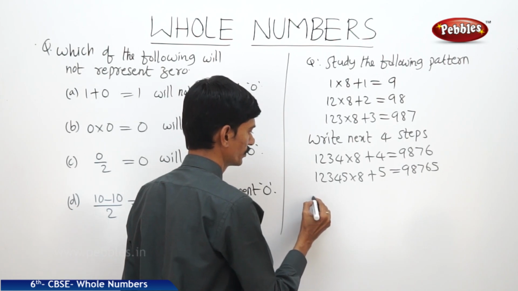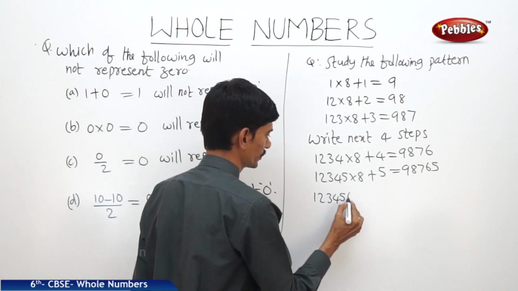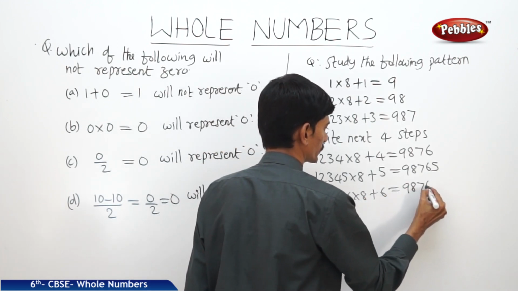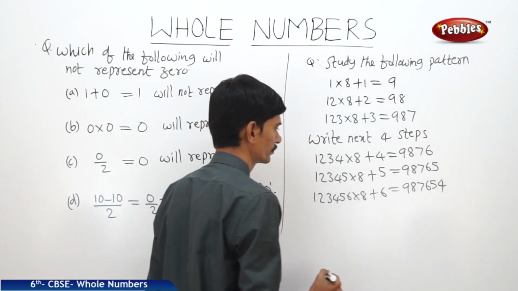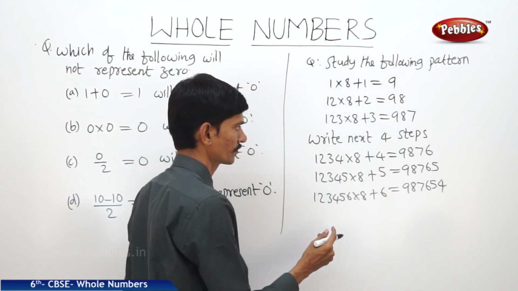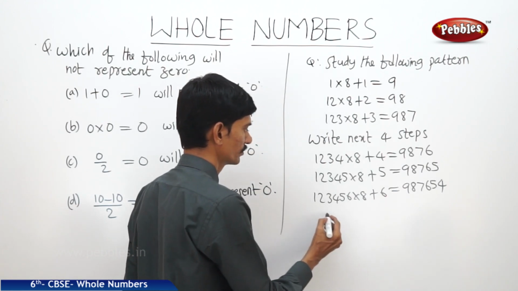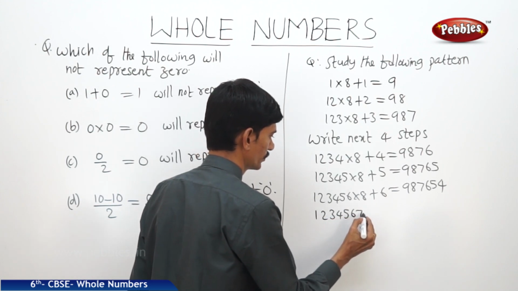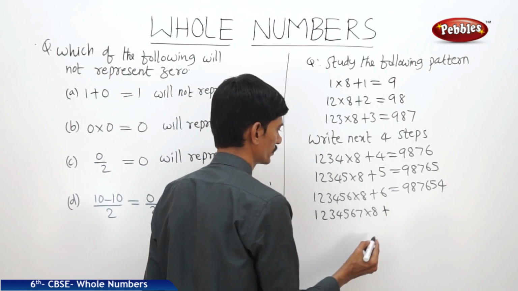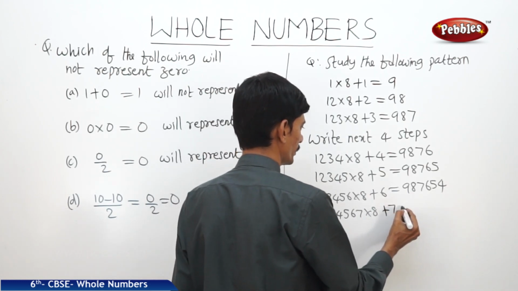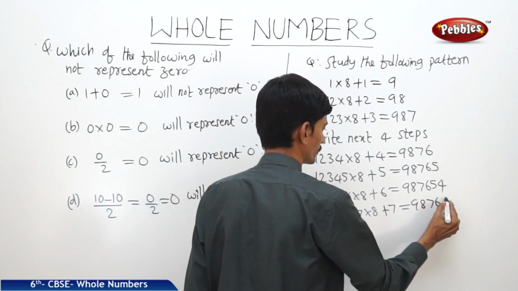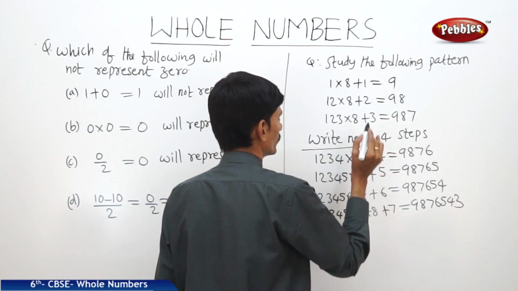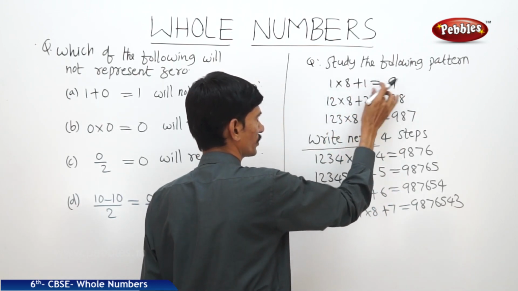The next step is 1, 2, 3, 4, 5, 6 into 8 plus 6 equals 987654. The next step is 1, 2, 3, 4, 5, 6, 7 into 8 plus 7 equals 9876543.